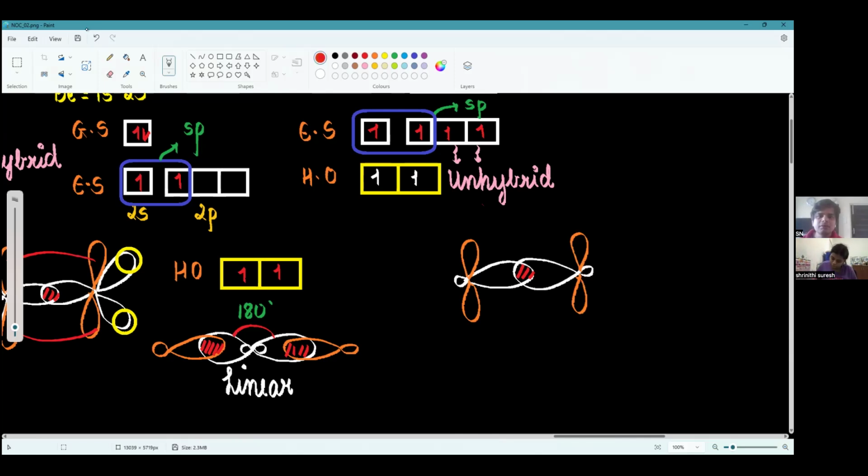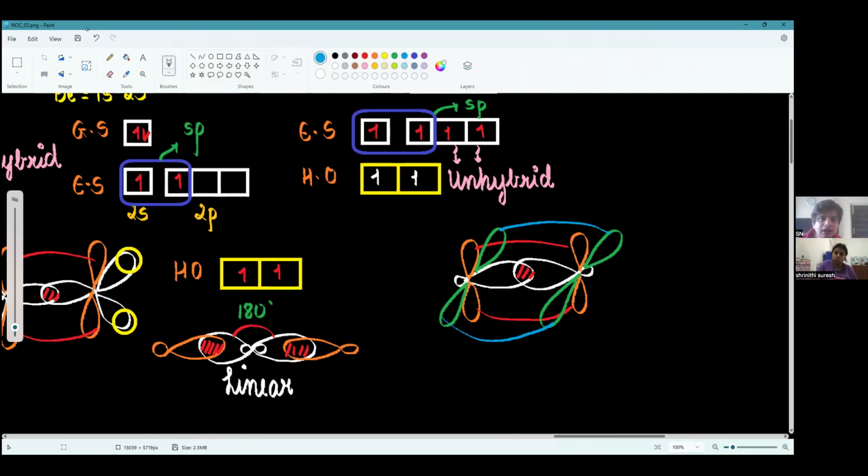Now what kind of overlapping will there be between the unhybridized orbitals? There will be a parallel overlap. But there is one more unhybridized orbital for both the carbon atoms, like this. And see, there will be parallel overlapping. So how many pi bonds are formed? Two pi bonds are formed. Got it? Yes, sir.